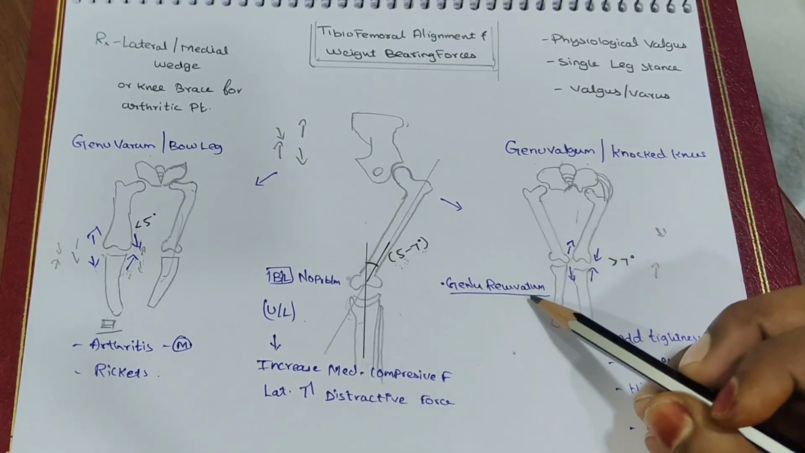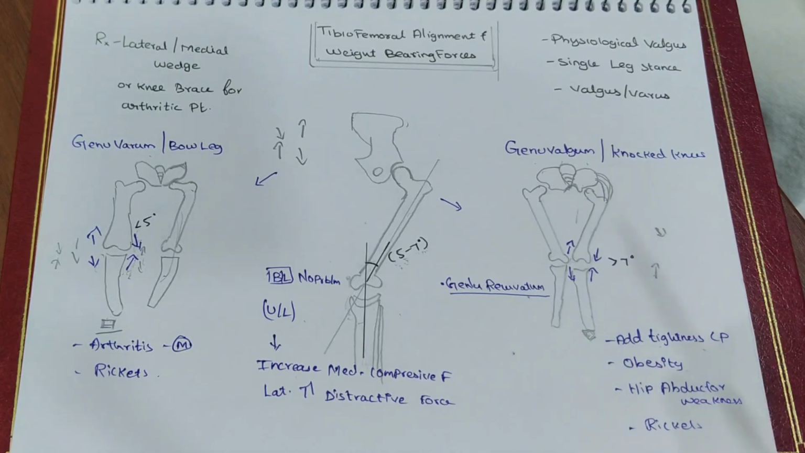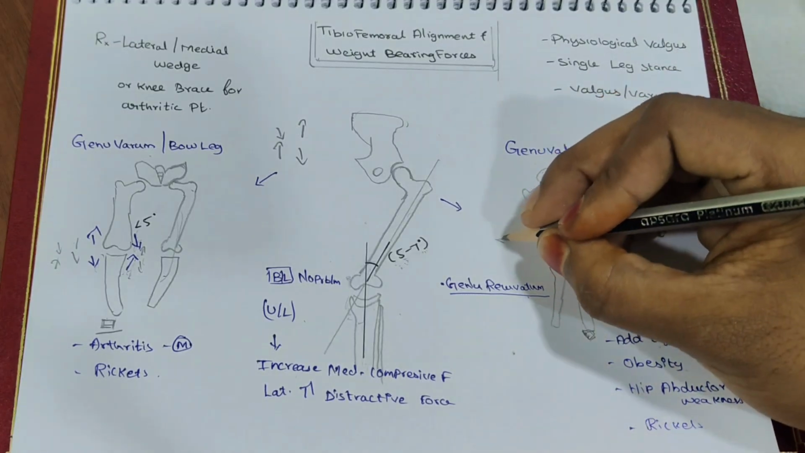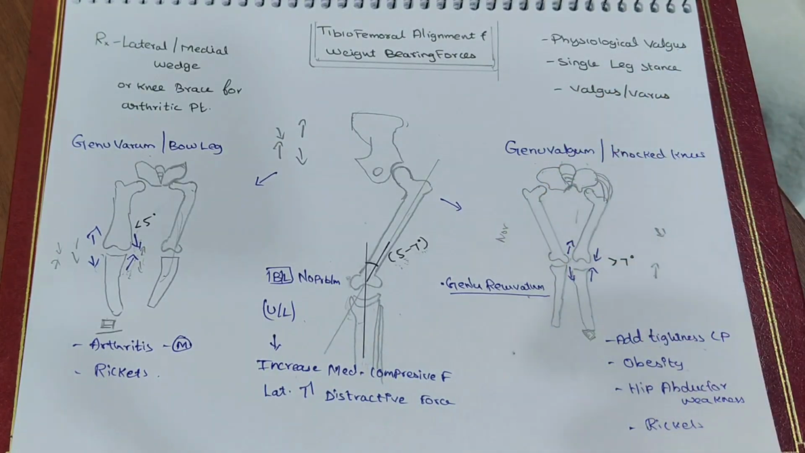And next, we have a condition known as genu recurvatum. Genu recurvatum is the condition known as hyperextension. Normal extension is there, right? Extension greater than normal, hyperextension, is known as genu recurvatum.